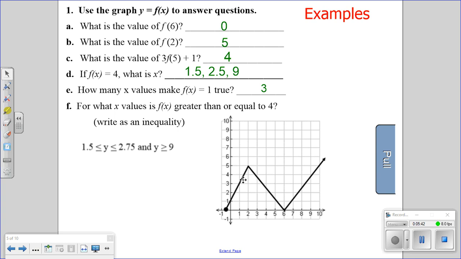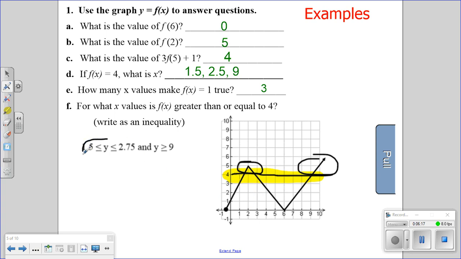What we would look at is f of x being greater than or equal to 4. So these are all of the values where y is greater than or equal to 4. I'm going to look at all the parts above this yellow line right here, everything above this line. And so we see two points, here and here. So we see that f of x is greater than or equal to 4 between 1.5 and 2.75.